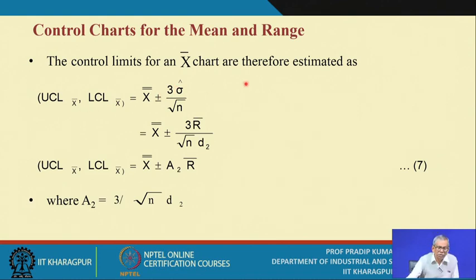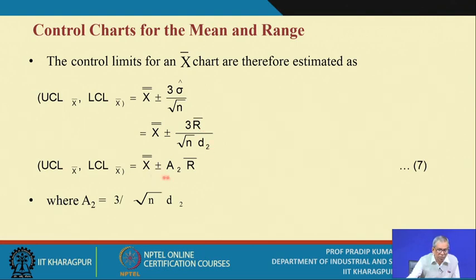Now, we have these manipulations. The control limits for the x bar chart, the upper control limit and lower control limit for x bar, are basically this sigma hat by root n. Now, this sigma is basically R bar by D2. This is sigma upon root n, that is sigma x bar, and the estimate of sigma is R bar by D2. Is it okay?